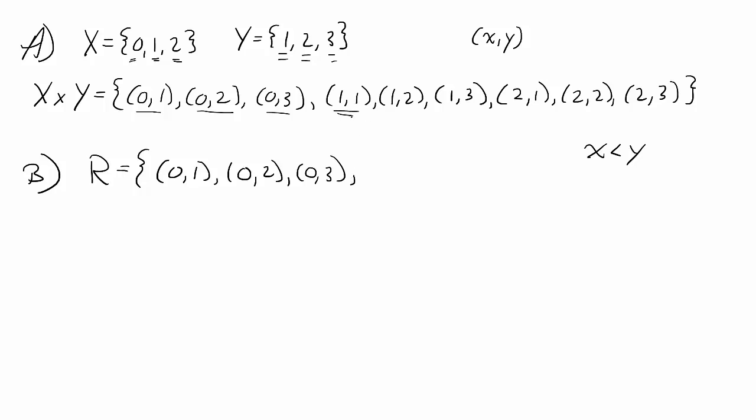(1, 1) is not in the relation because 1 is not less than 1. But (1, 2) is in the relation because 1 is less than 2. Is (1, 3) in the relation? Yep. Is (2, 1) in the relation? No, because 2 is not less than 1. Is (2, 2) in the relation? No, because 2 is not less than 2. And what about (2, 3)? Is that in the relation? Yes, because 2 is less than 3. So these are the ordered pairs that are in the relation, that are in set R.